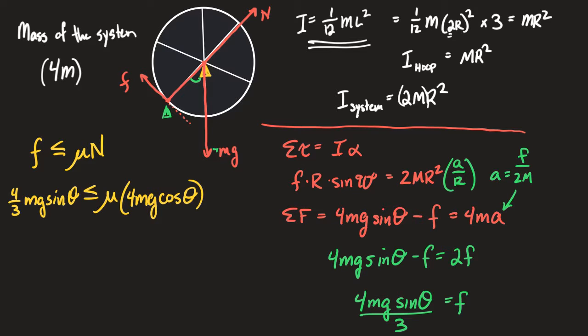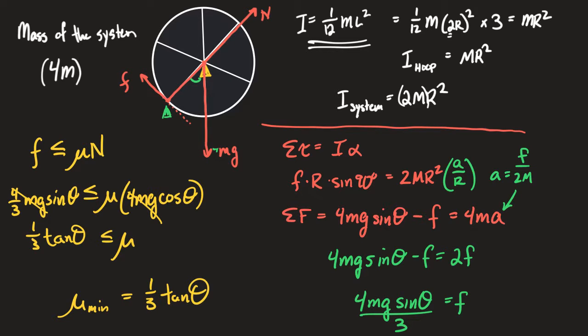I will point out the 4mg cancels on both sides. So I get rid of the 4mg there, and I get rid of the 4mg there. If I solve this for mu, I get this interesting thing. It's 1/3 tangent theta. So my object will roll as long as mu is greater than or equal to 1/3 tangent theta. So the minimum coefficient of friction would have to be 1/3 tangent theta. It can be greater than that. That's what the inequality says, but it can't be smaller than this.